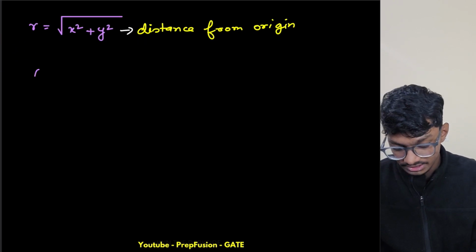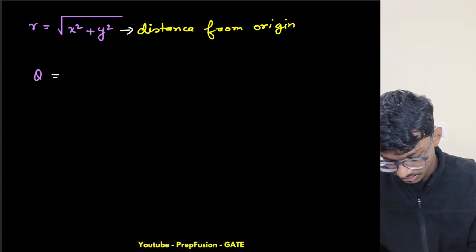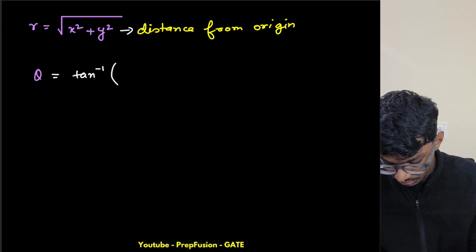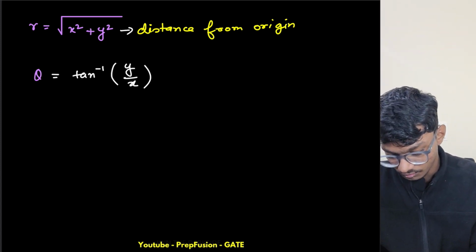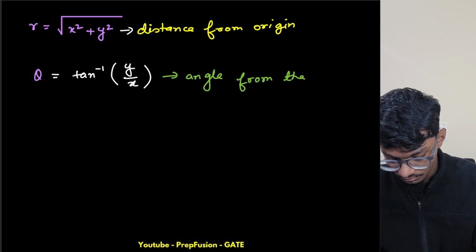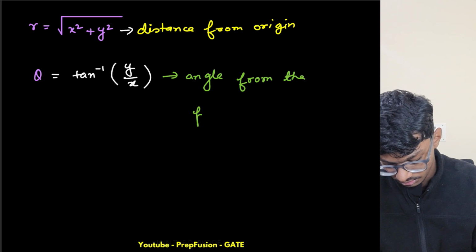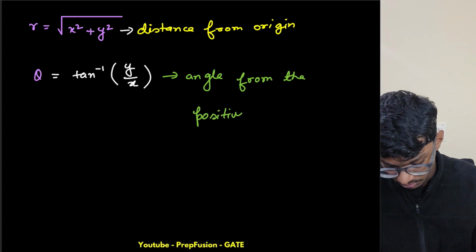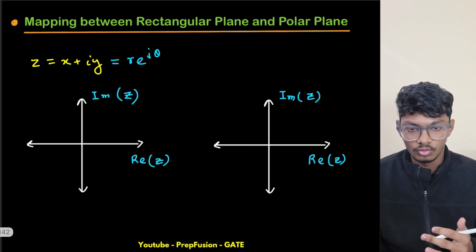And what is theta? Theta is the angle from the positive x-axis. The formula for it is tan inverse y upon x. So theta equals tan inverse y upon x, which means it is the angle from the positive x-axis.